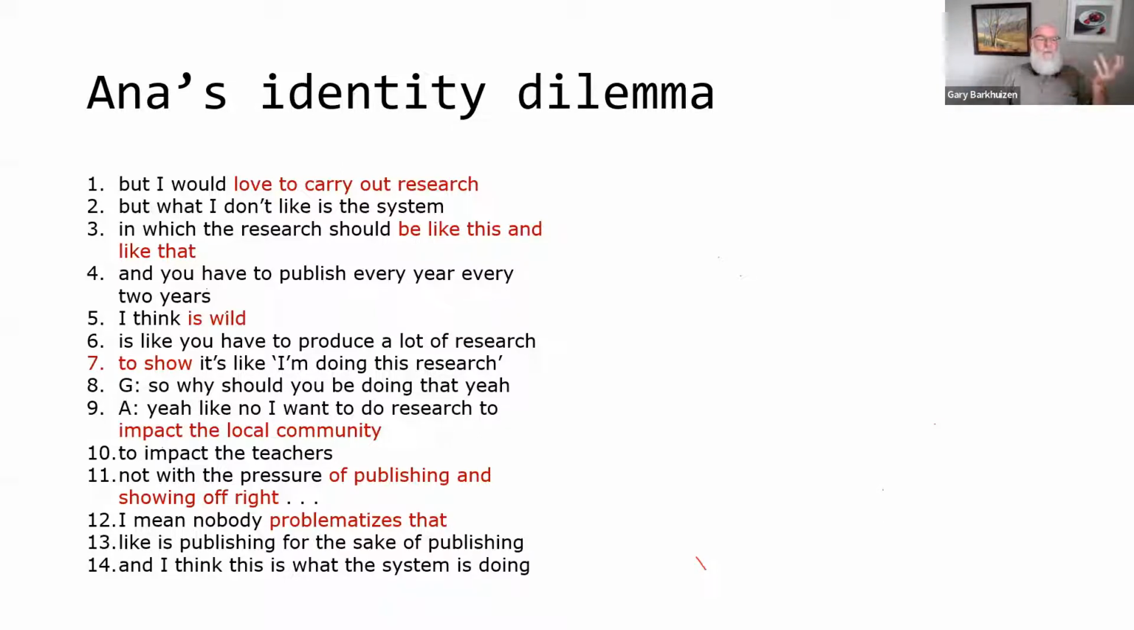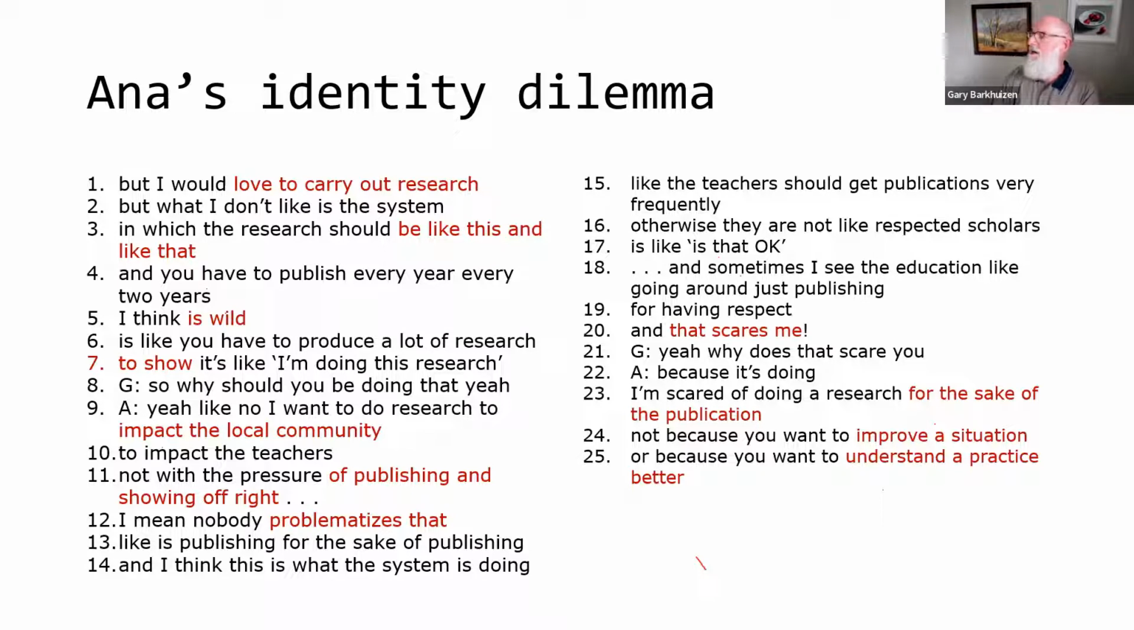I mean, nobody problematizes that, she says. Like, is publishing for the sake of publishing? And I think this is what the system is doing. She's anti that system that is measurable, that measures, evaluates, that accounts for all the things that you do, and then measures you up against the standards that are required. She says, like, the teachers should get publications very frequently. Otherwise, they are not like respected scholars. And sometimes I see the education like going around just publishing for having respect. And that scares me. She doesn't want to do that.